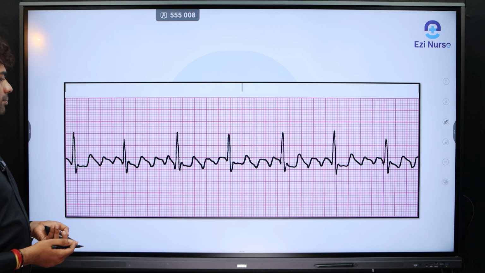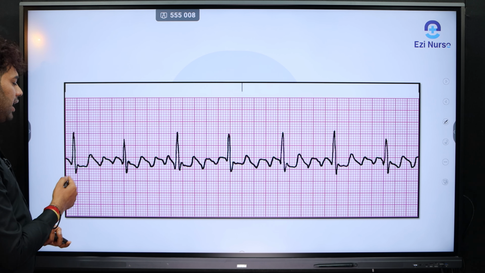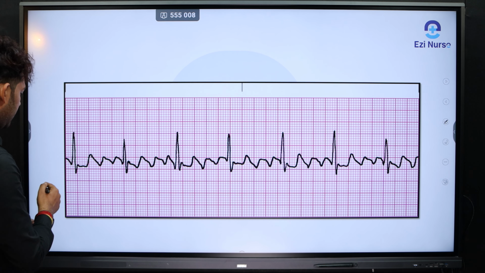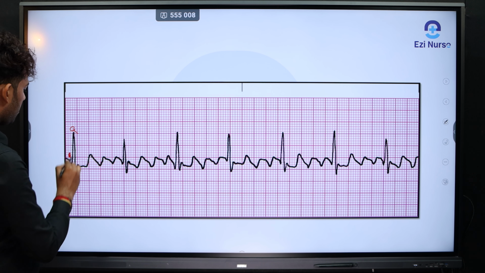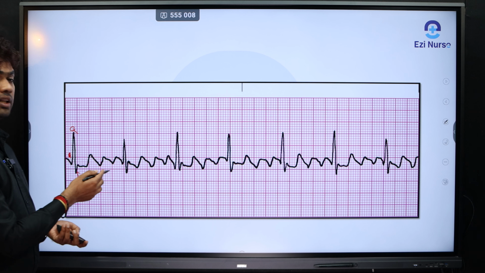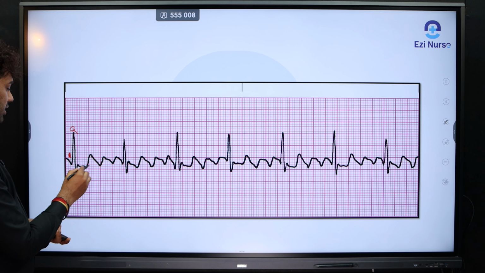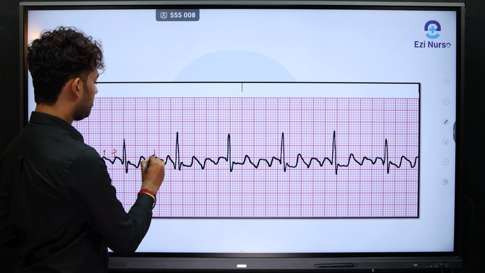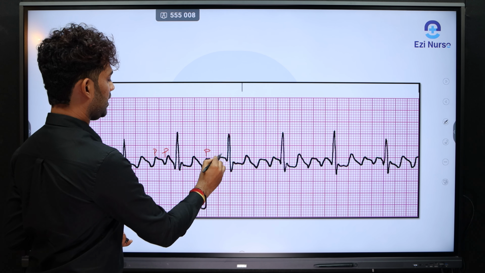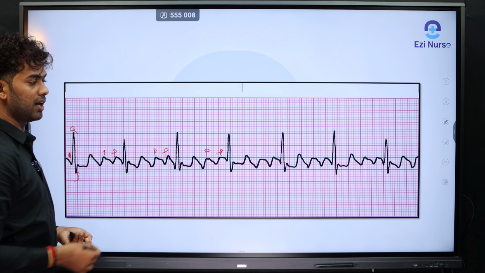Okay, the next rhythm. We can again start with the P wave. Look here, there is no normal P wave. And see, the QRS complex is okay. But here there will be multiple P waves. The T wave, and here will be the multiple P waves. See the multiple P waves here. Many P waves will be there, then the QRS complex.